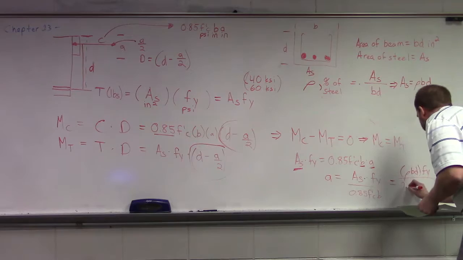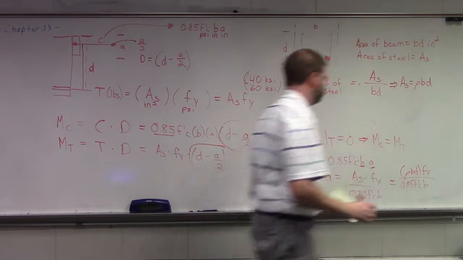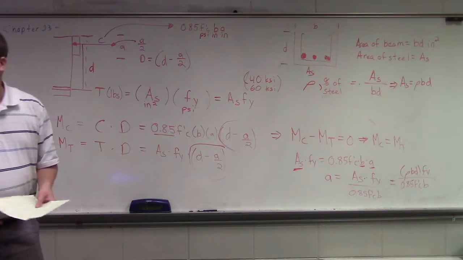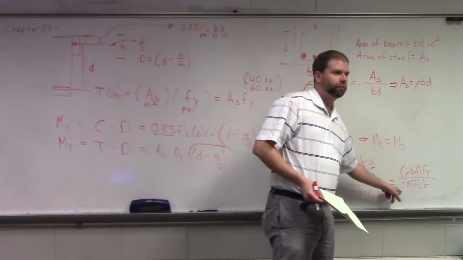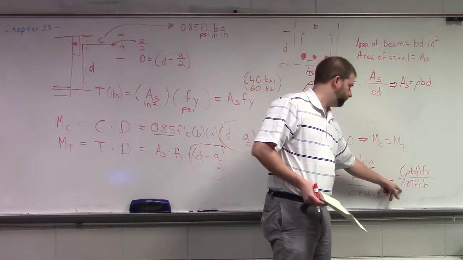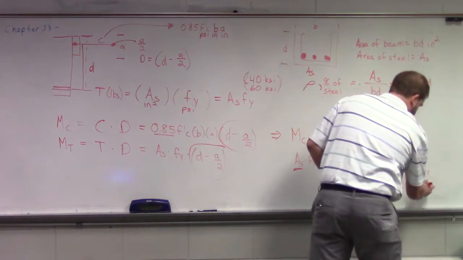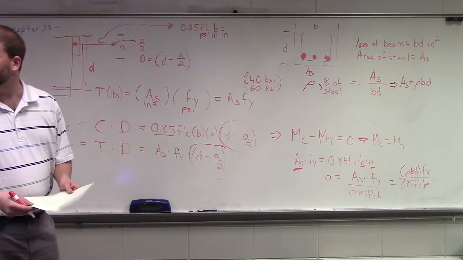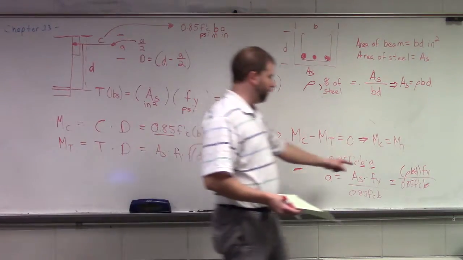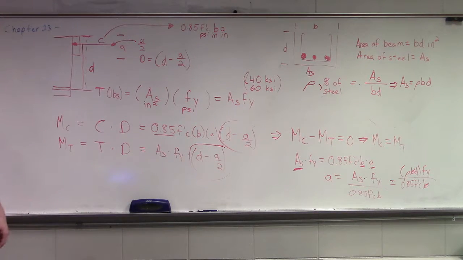We could also rewrite this as rho BD times yield strength equals 0.85 F prime C times B. What happens with this equation? What falls out of this equation? Our beam width would fall out, right? So that's another way that we can determine the depth of that compression zone, if we know our percentage of steel and the depth of our beam, along with our yield strength and our concrete design strength.